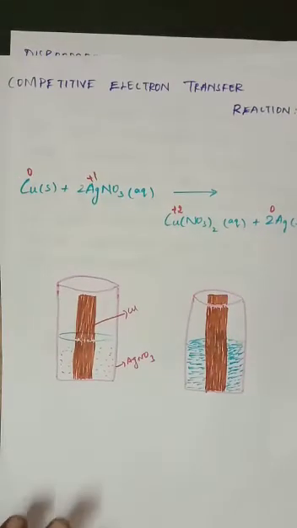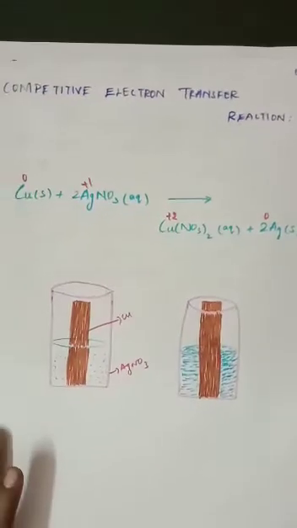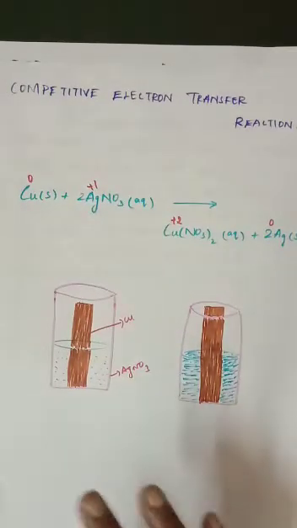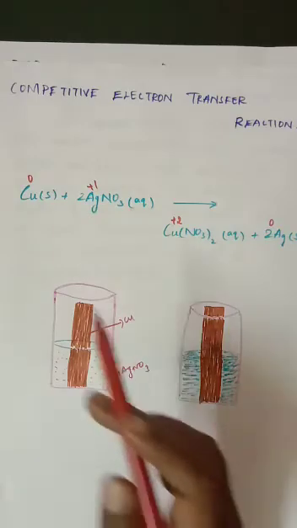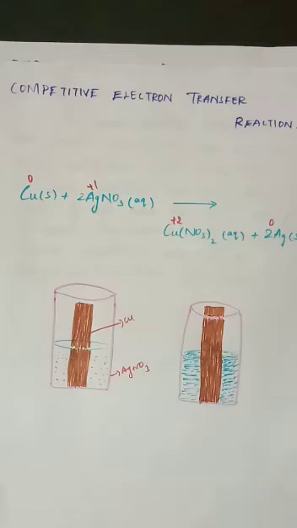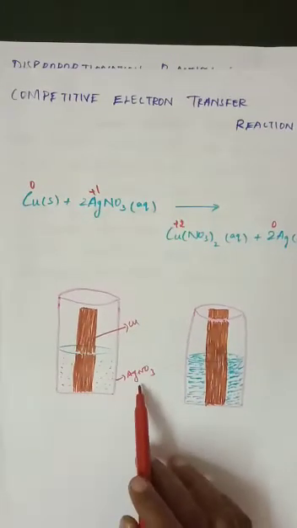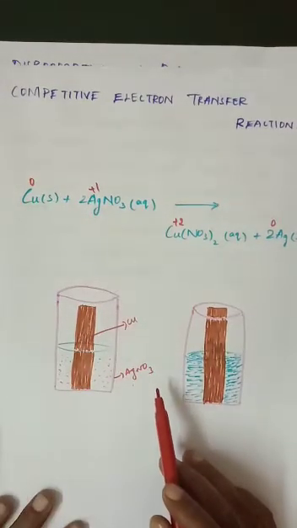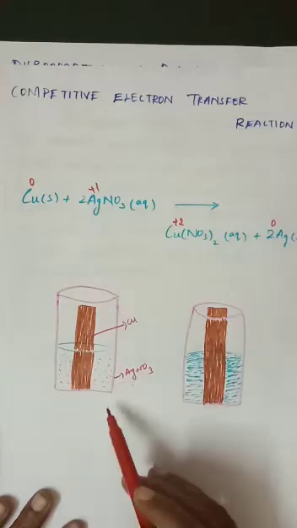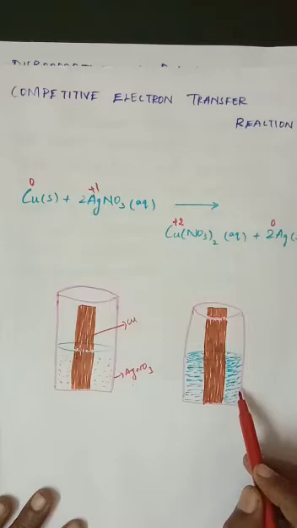Next we are going to see the competitive electron transfer reaction. Here, redox takes place in terms of transfer of electrons, and we track it by the oxidation number. Suppose we take one example. A copper rod is immersed in silver nitrate solution in a beaker. After some time the solution turns blue in color. Here it was colorless, and it turns blue.